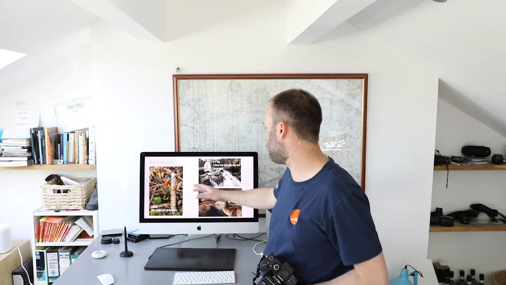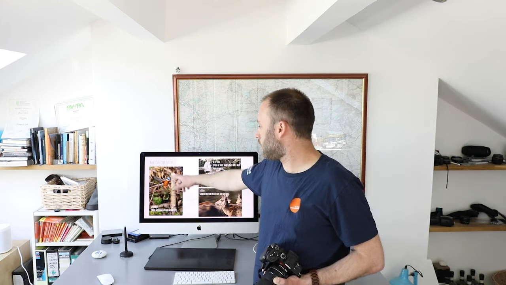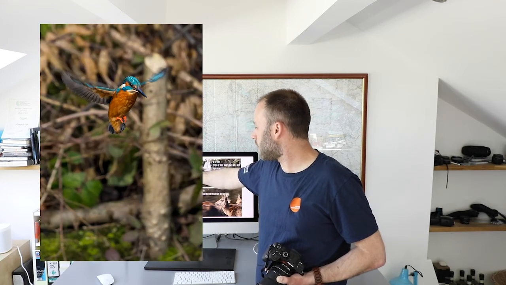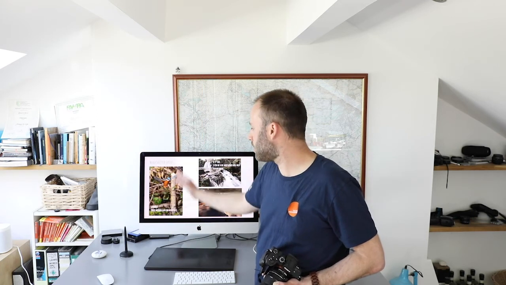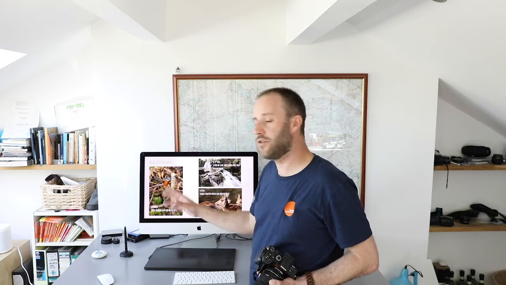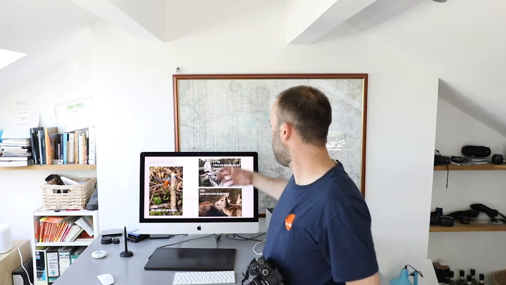So here we go. We've got the kingfisher that's been caught at 1,000th of a second. You can see that the kingfisher's wings are still slightly blurred. So even at 1,000th of a second, the speed of the wings hasn't been frozen. So if I wanted to freeze those wings, I'm going to have to be looking at 2,000th, 4,000th of a second, which means I'm going to need brighter days to be able to do that.